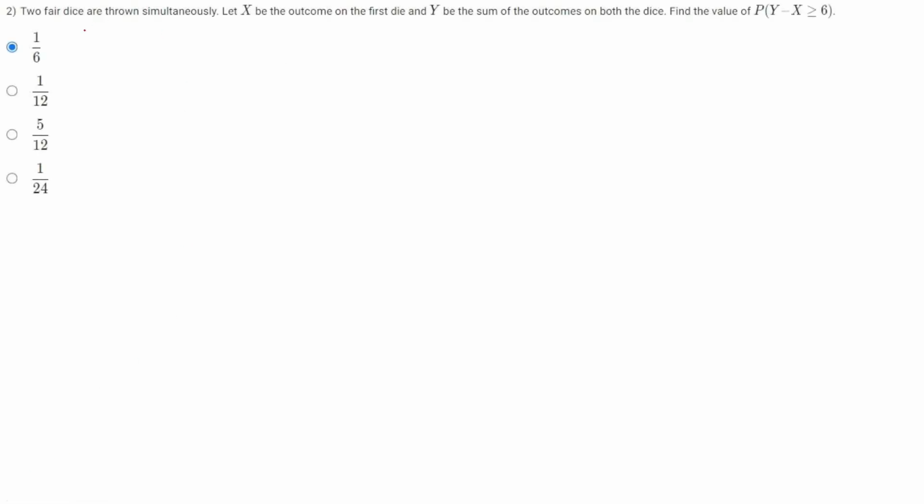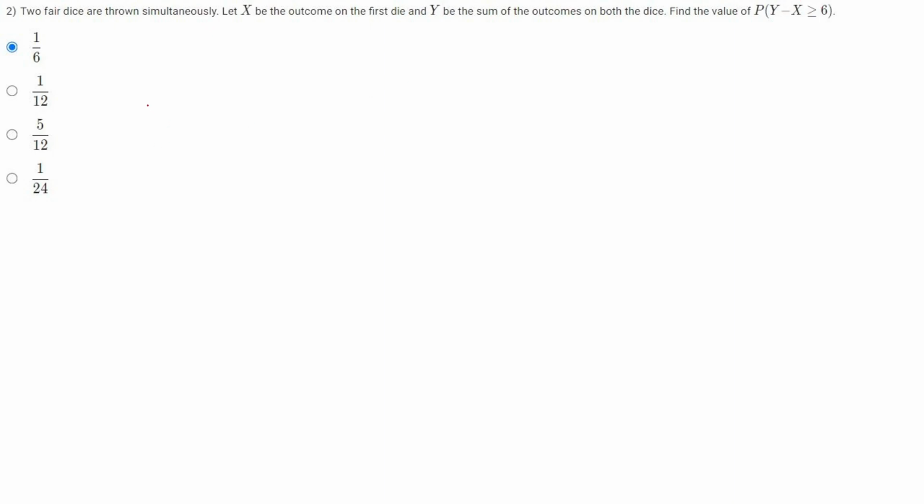Now moving on to the next question. Two paired dice are thrown simultaneously. Let x be the outcome on the first die and y be the sum of the outcomes on both the dice. Find the value of p of y minus x greater than or equal to 6.